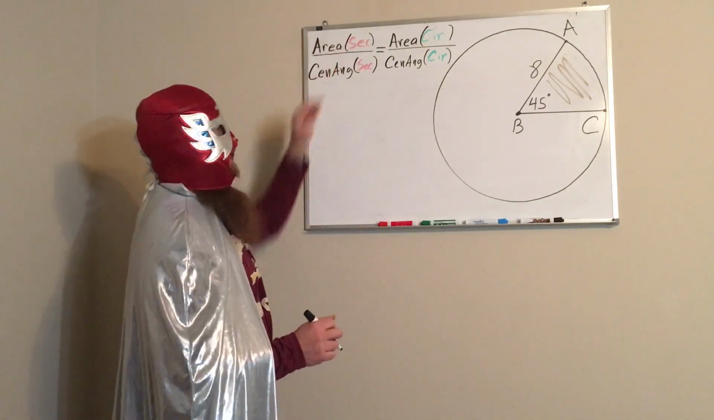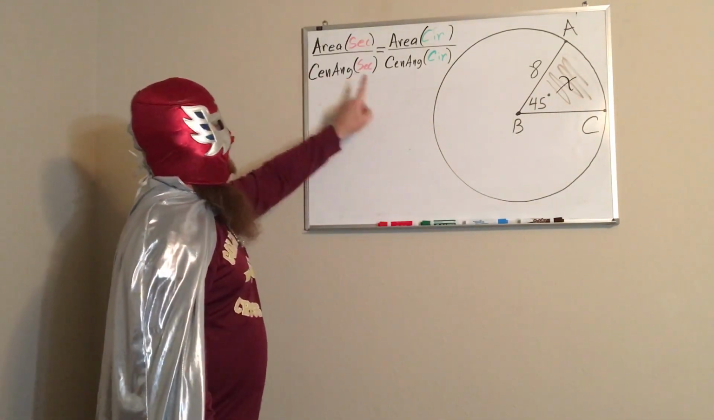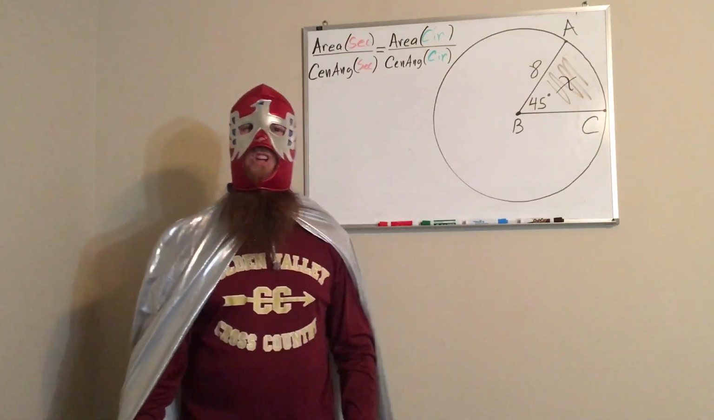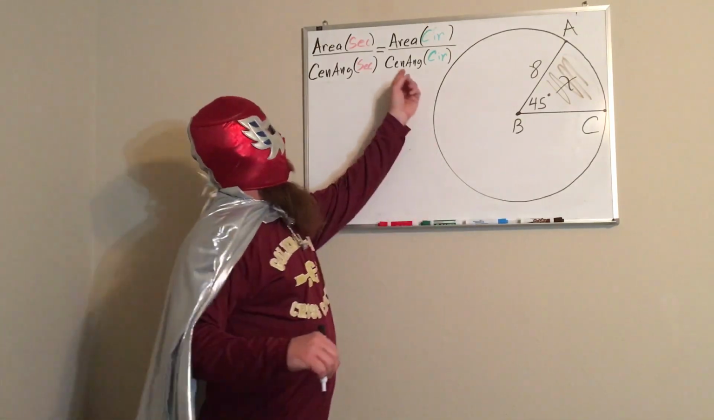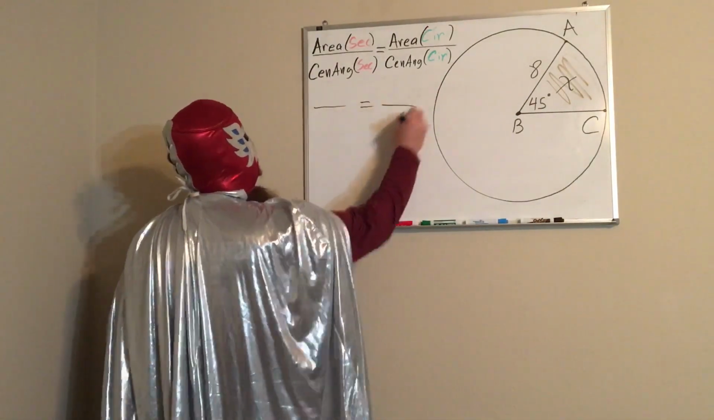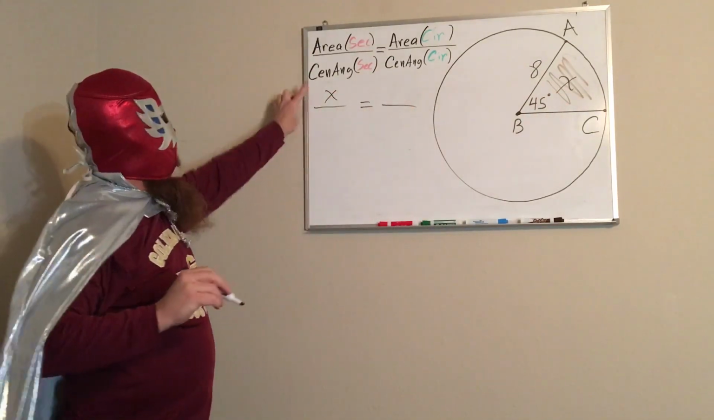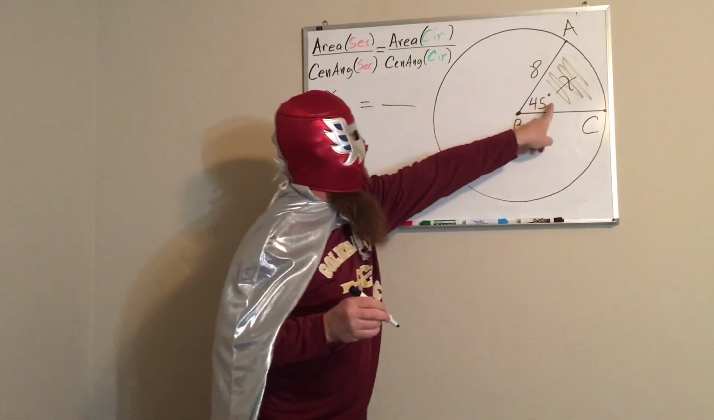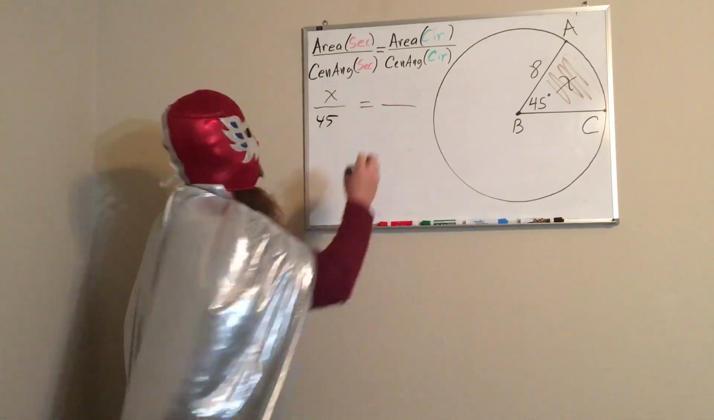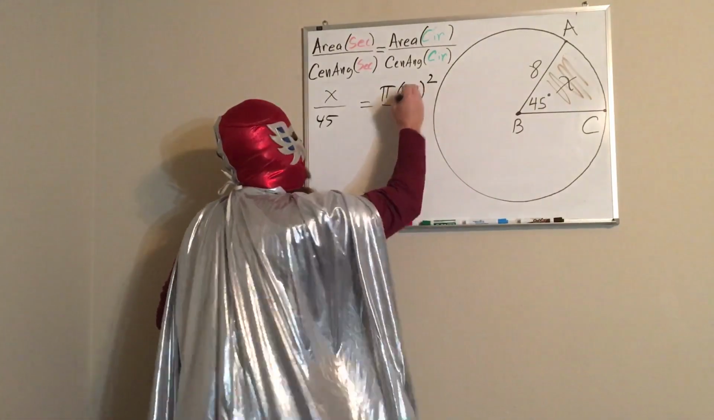The area of the sector, which we don't know, so we call it X, over the central angle of the sector, which is 45 degrees, is equal to the area of a circle over the central angle of a circle, which is always 360 degrees. Let's try. We do not know the area of the sector, so we call it X. But we do know the central angle of the sector. It is given to us as 45 degrees. The area of a circle is pi times radius squared, and this circle has a radius of 8.